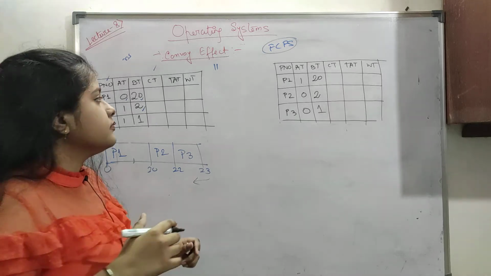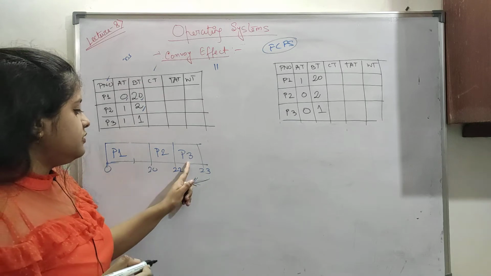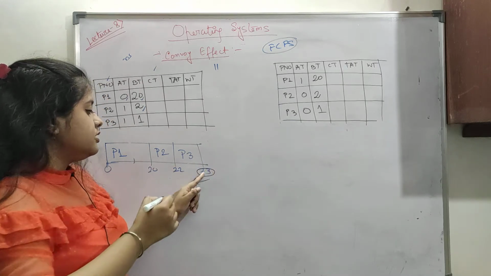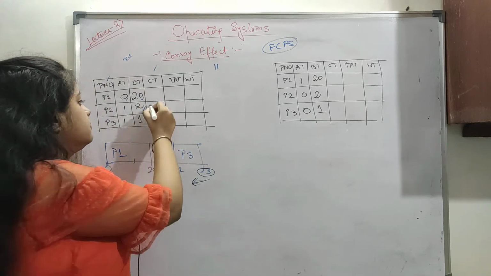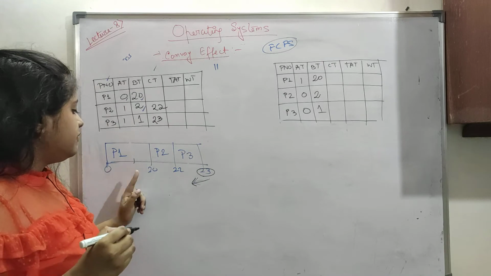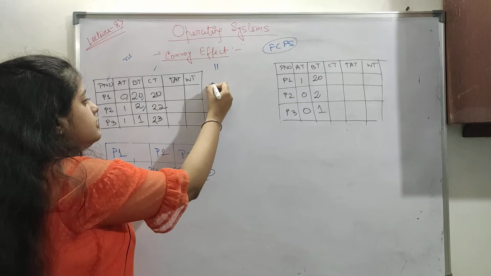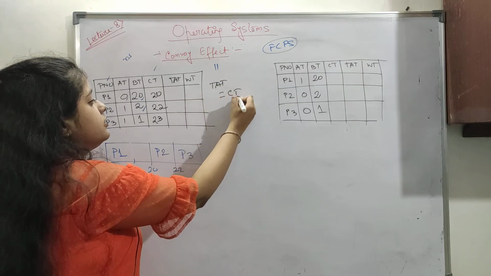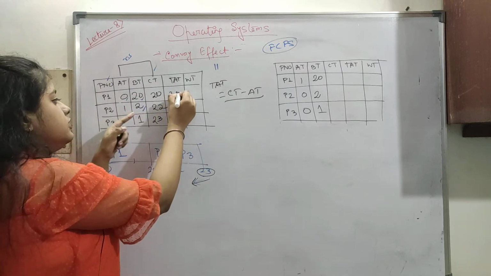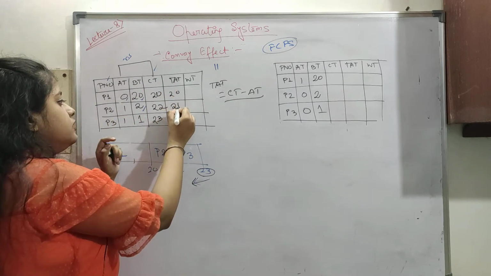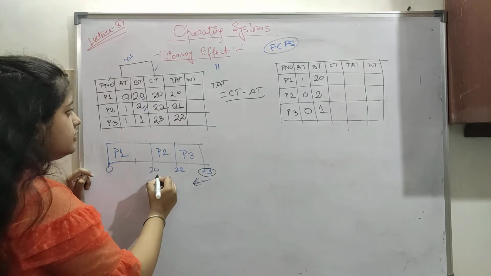So now let's see the completion time. Let's go from right side to left side. P3 is at the last, so its completion time is 23. Next, P2 is completing at 22, so this is the completion time of P2. P1 is completing at 20. Now TAT. We have already seen TAT is equal to CT minus AT. So 20 minus 0 is 20, 22 minus 1 is 21, 23 minus 1 is 22. So this is our TAT.